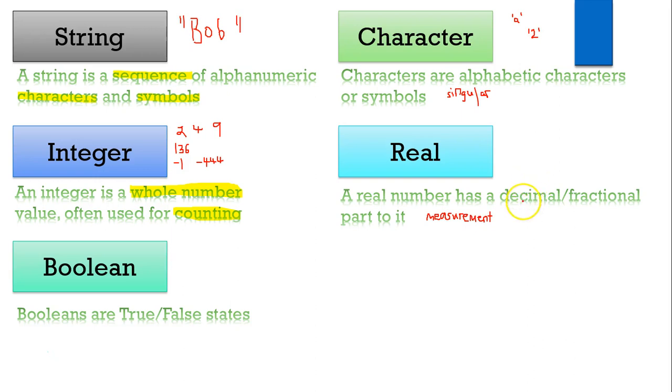So you need to know that reals are used for measurement and will have a decimal or fractional part to it. So this could be 3/2. That's a real. This also translates as being 1.5. This also applies to irrational numbers such as the square root of 2 and pi. So, with this slide, you should be able to determine what a data type is and examples of them.